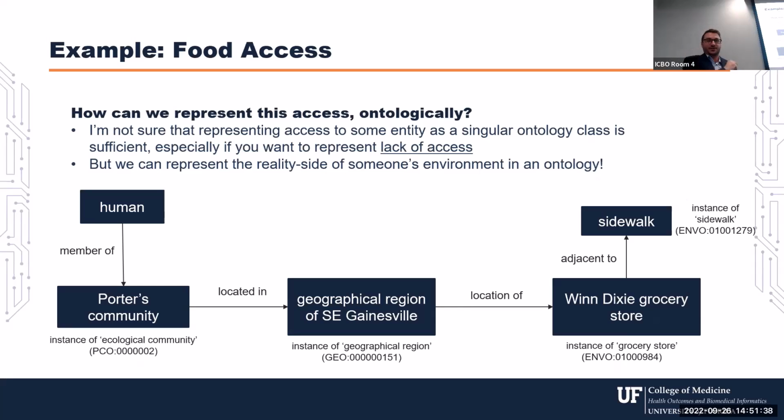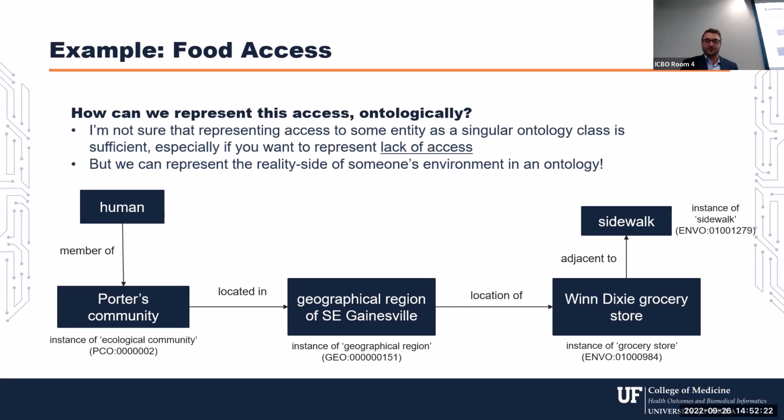And so this is an example. I'm using Gainesville, which is where we're from, as the example here. Each of these blocks is supposed to represent an OWL individual. So you have a human, and you can assert that human is a member of the Porters community, which is a neighborhood within Gainesville. Porters community is an instance of the population and community ontology's ecological community class. This Porters community is located in the geographical region of southeastern Gainesville, which is itself an instance of geographical region. It is also the location of a Winn-Dixie grocery store, which is an instance of grocery store.